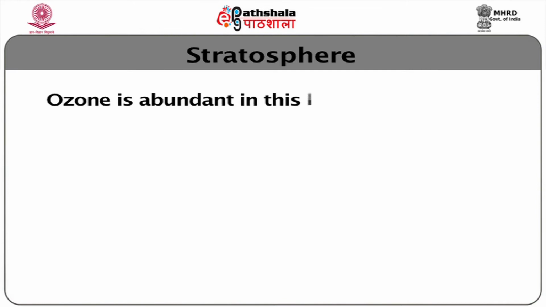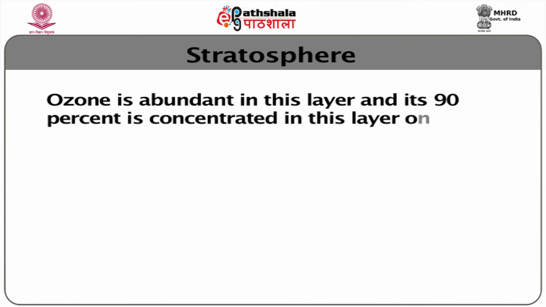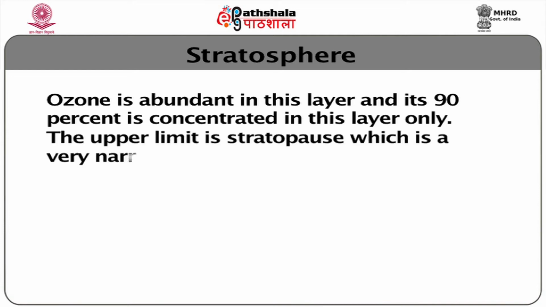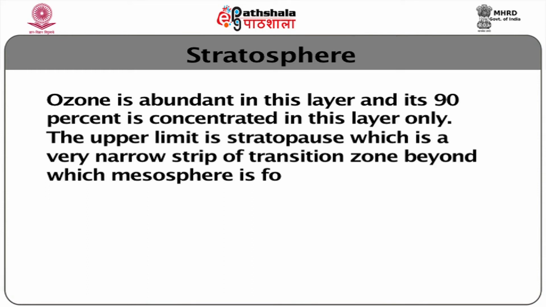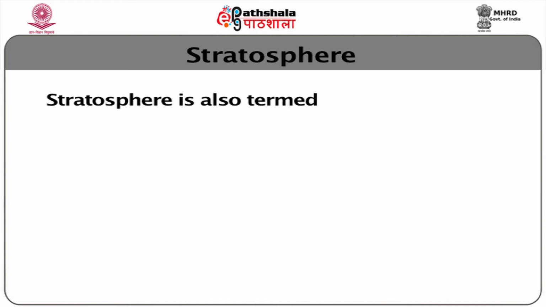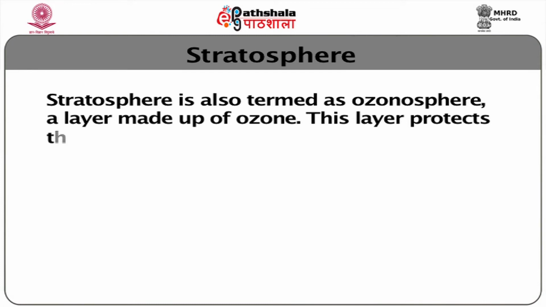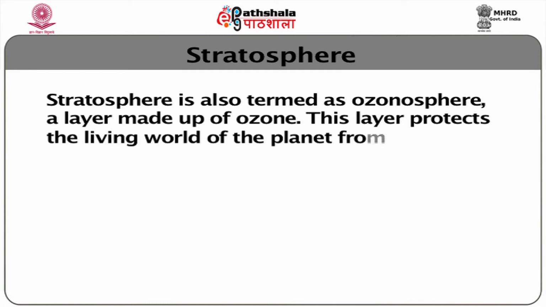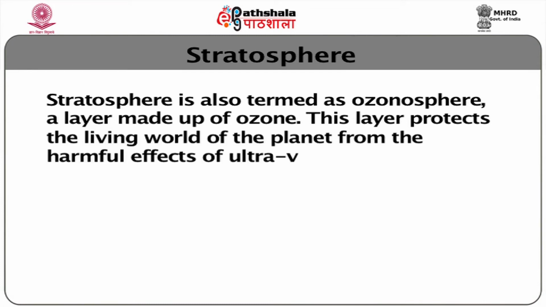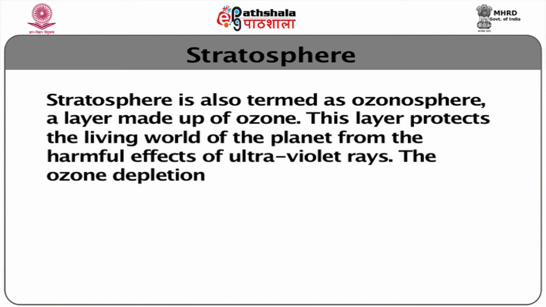Ozone is abundant in this layer and 90% of it is concentrated in this layer only. The upper limit is the stratopause, which is a very narrow strip of transition zone beyond which the mesosphere is found. The stratosphere is also termed the ozonosphere, a layer made up of ozone. This layer protects the living world of the planet from the harmful effects of ultraviolet rays.